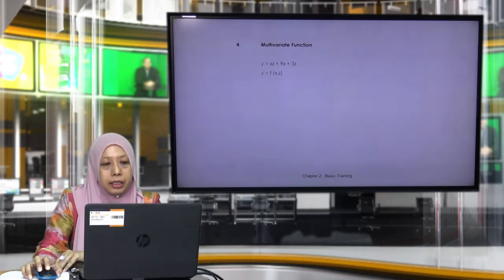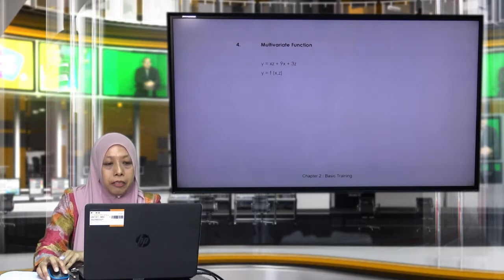And the last type of function is a multivariate function. A multivariate function is a function whereby your independent variable can be more than 1. As you can see here, we have an example of y equals xz plus 9x plus 3z. So this is an example of a multivariate function.